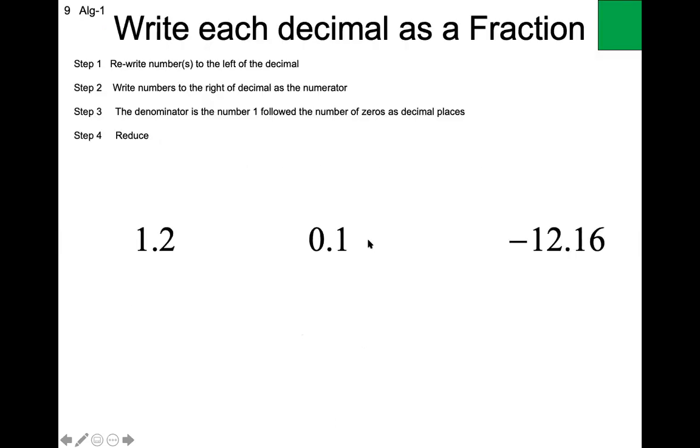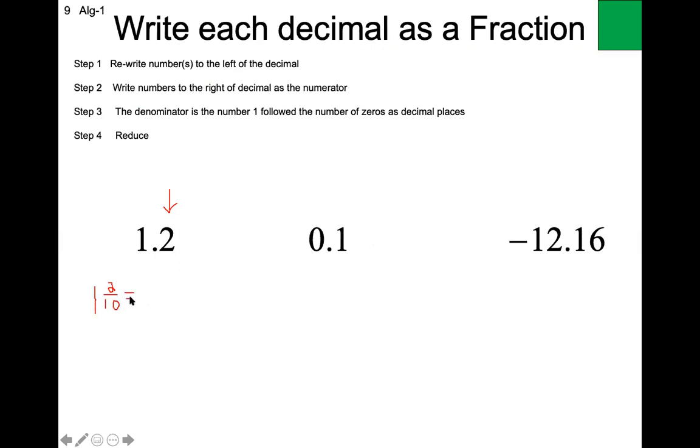All right, I've got 3 of them to do. Remember, with negatives, we just tack the negative on at the very end. So let's do these. The first one, the number to the left goes out front. The number to the right goes on top, the numerator, and the denominator is its place value, or a 1 followed by as many zeros as there are decimal places. 1 decimal place, 1 zero, or the 2 is in the tenths place. So I get 1 2/10.